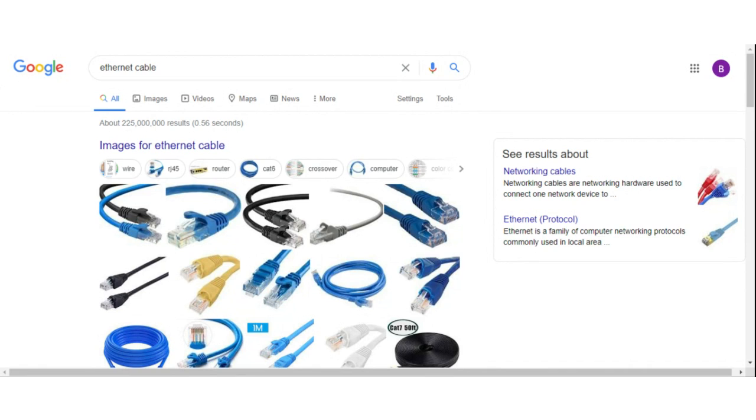What if you are requested, listen to this question: differentiate between a switch and a hub. What is the difference between these two, a switch and a hub?